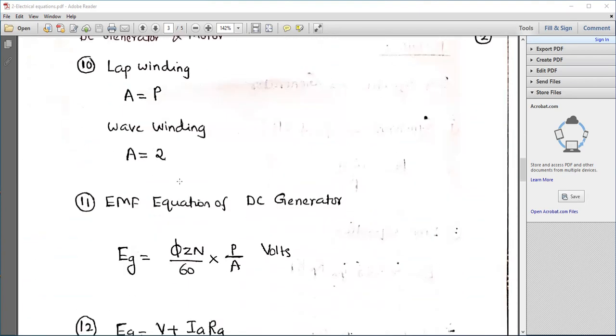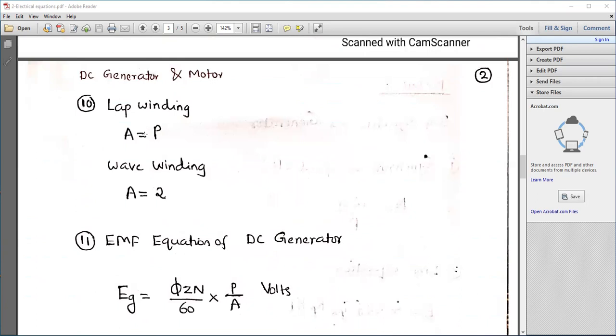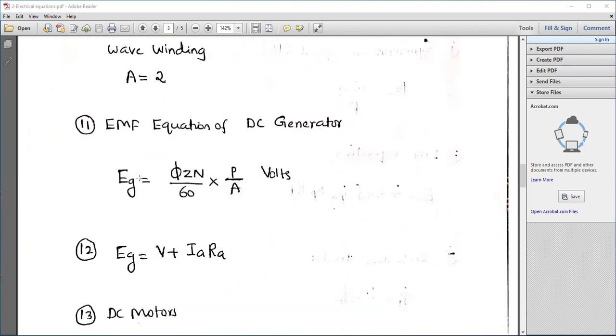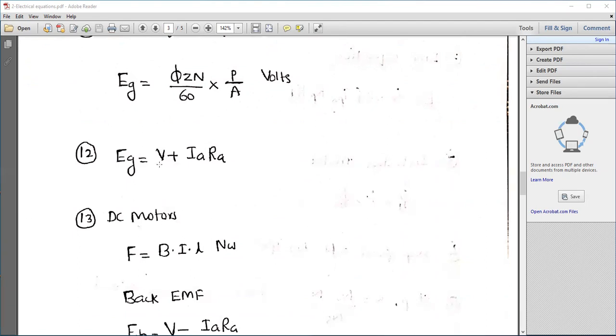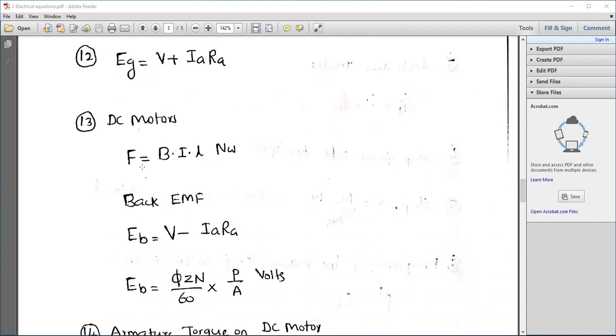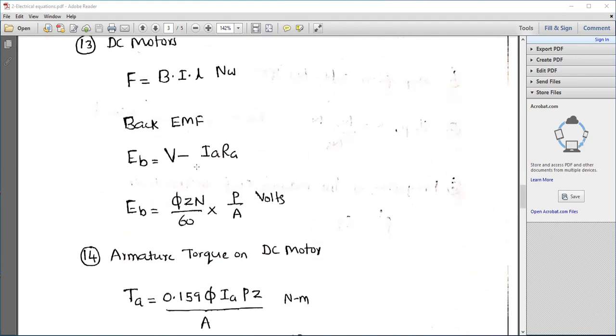In DC generators and motors, remember the relationship. In lap winding, what will be happening? The number of conductors per parallel path equals the number of poles, whereas in wave winding, the conductors per parallel path will always be equal to 2. The EMF equation of a DC generator is very important. Then you can write the EMF equation in two manners. Please go through this. In a DC motor, the force developed by the conductor is given by F is equal to B into I into L.